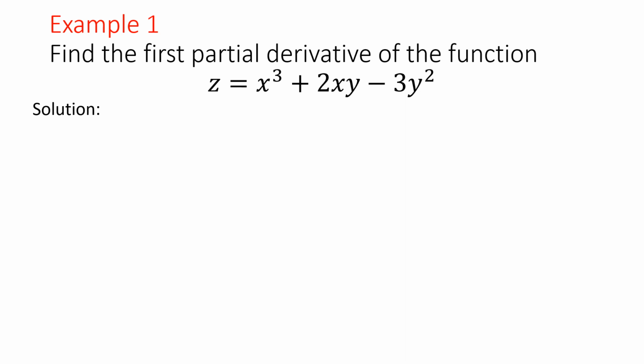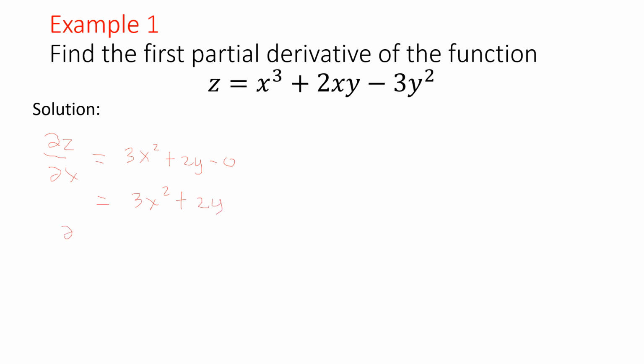So you have that one, partial derivative of g with respect to x equals 3x squared plus 2y minus 0, equals 3x squared plus 2y.